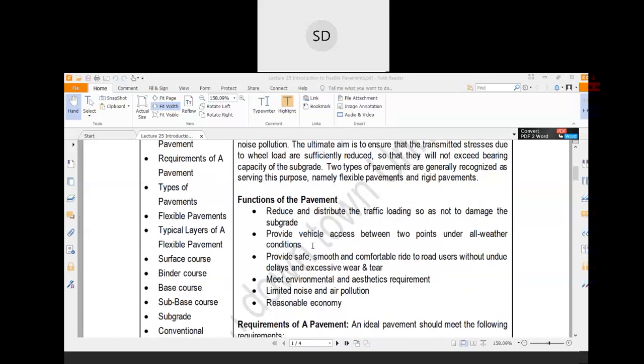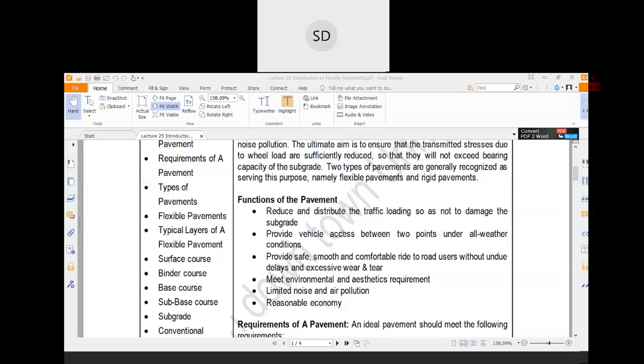Now, if we discuss the function of the flexible pavement, the function is to reduce and distribute the traffic loading so as to not cause any damage to the top layer, and to provide vehicle access between 2 points. 2 points means suppose there are two destinations, you are connecting these two destinations with a road, and by building that road you provide a smooth riding experience to the driver, and the road will be accessible throughout the year irrespective of adverse weather conditions.